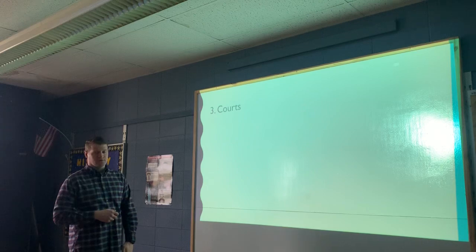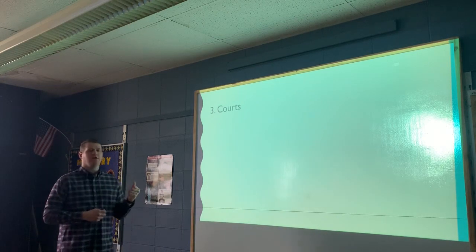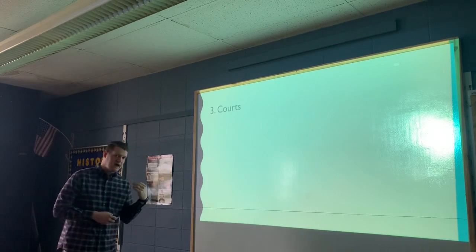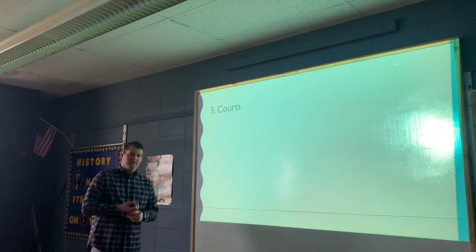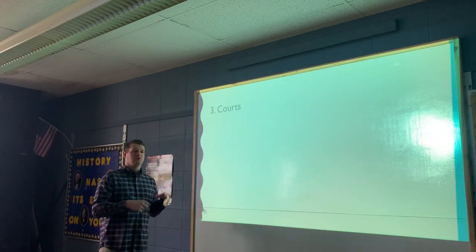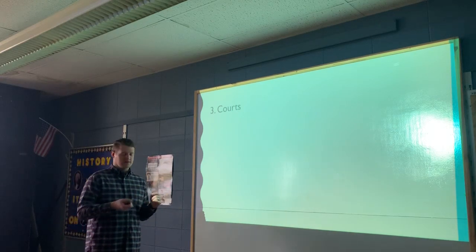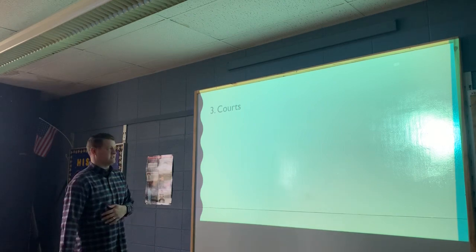All right, courts, number 3, courts. So we talked about just like nationally, we have 3 branches of government. Every state also has 3 branches of government. We talked about the executive branch, which is the governors. We talked about the legislative branch, which is 2 houses for 49 of our states, and just 1 house for Nebraska. And now we're going to talk about the judicial branch, or the court system, the judges.